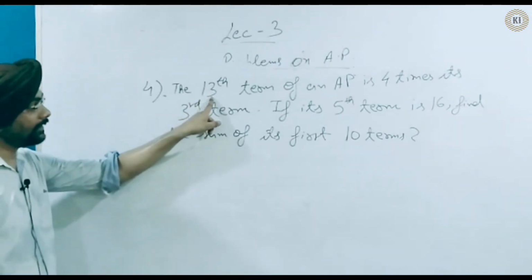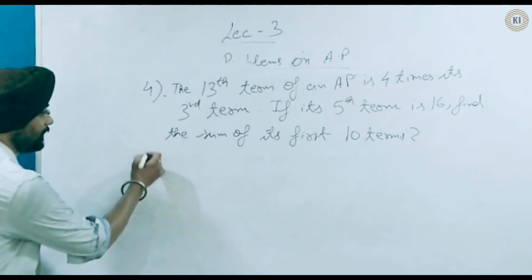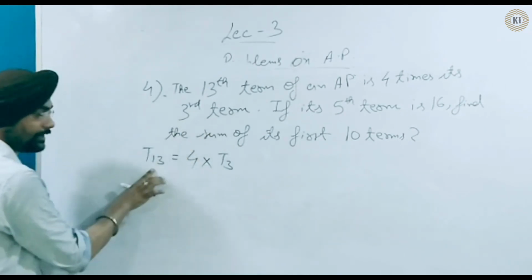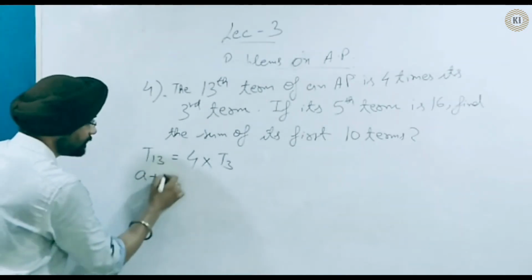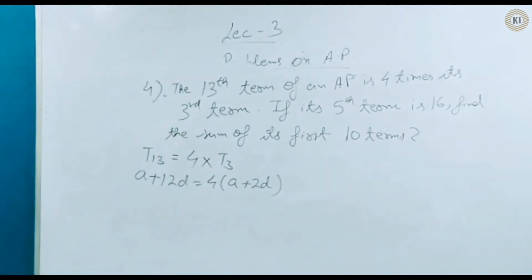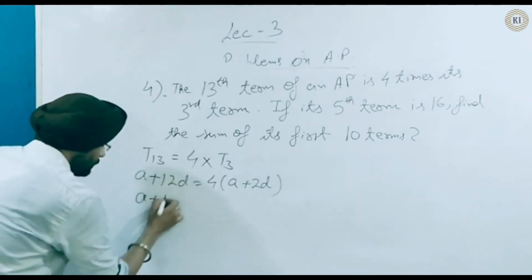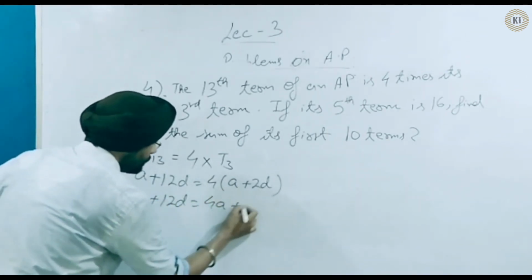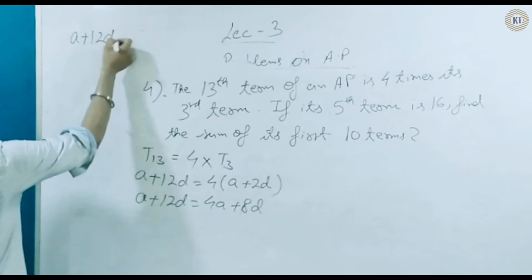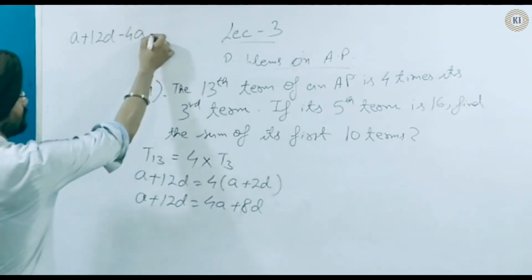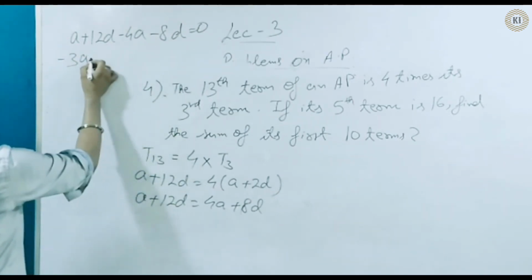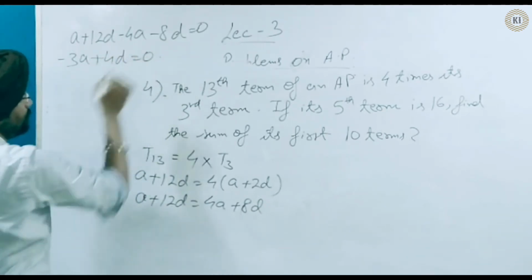Now read the question. The 13th term of an AP is 4 times its third term. 13th term is T of 13. 4 times its third term. So T of 13 term, general term is A plus 12D is equal to 4 into A plus 2D. General term for third term is A plus 2D. Now A plus 12D is equal to 4A plus 8D. Transfer this side. A plus 12D minus 4A minus 8D is equal to 0. A minus 4A is minus 3A. 12 minus 8 will be plus 4D is equal to 0.